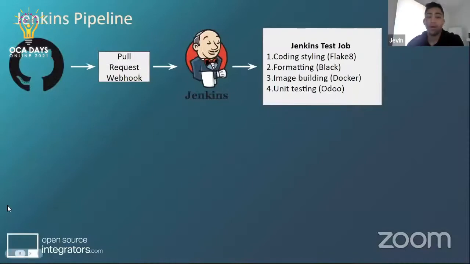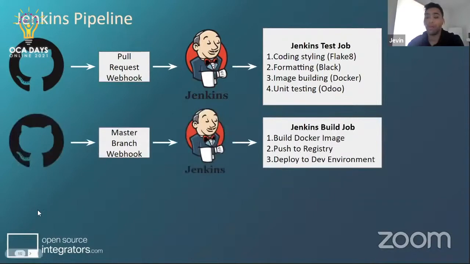So this is how the Jenkins test job looks. Essentially on GitHub, we have a pull request webhook that hooks over to Jenkins, and from there it tests against the code this way. Here we have another job set up where there's a webhook linked over to master, and the master branch will essentially build the Docker image and push it up to the registry.